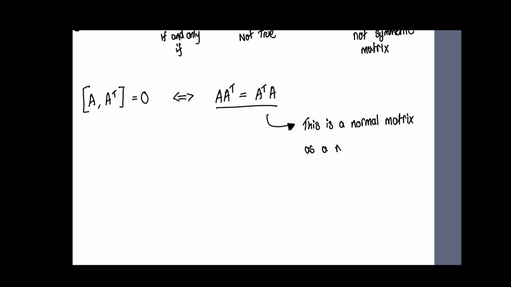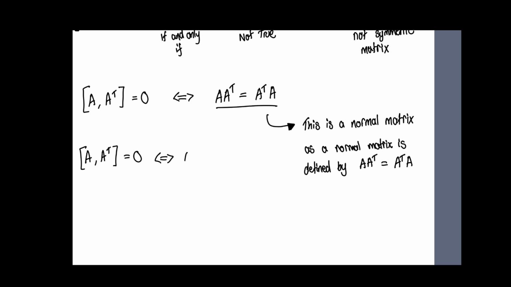This is a normal matrix. A normal matrix is defined by A multiplied by the transpose of A is equal to A transpose multiplied by A. So we could rewrite this as: the commutator of A and A^T is equal to 0 if and only if A is a normal matrix. So basically, this is the definition of a normal matrix.